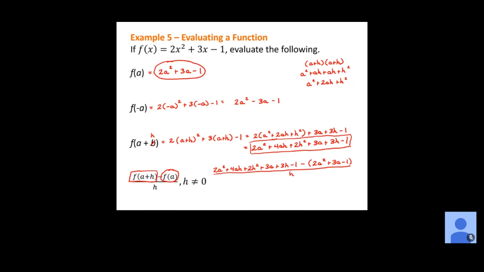All right, now I'm going to distribute out that negative sign into my set of parentheses. So when we do that, we're going to get 2a squared plus 4ah plus 2h squared plus 3a plus 3h minus 1. Distributing the negative gives us a minus 2a squared minus 3a. And then when we distribute that minus to the minus 1, that becomes a positive 1. All over h.